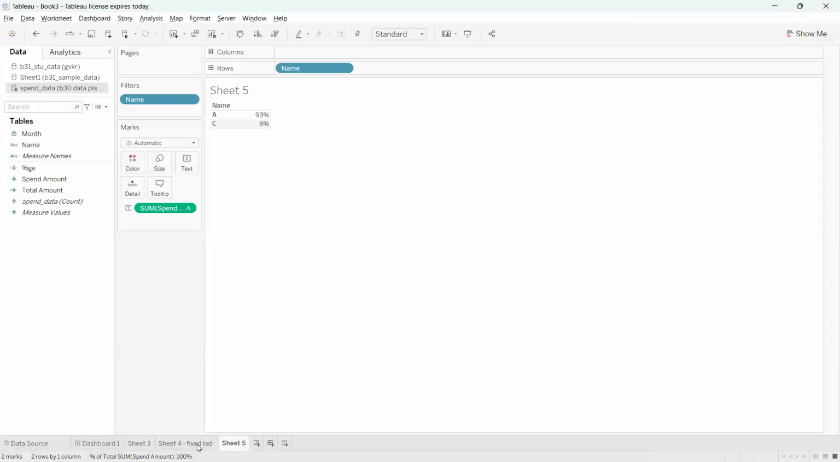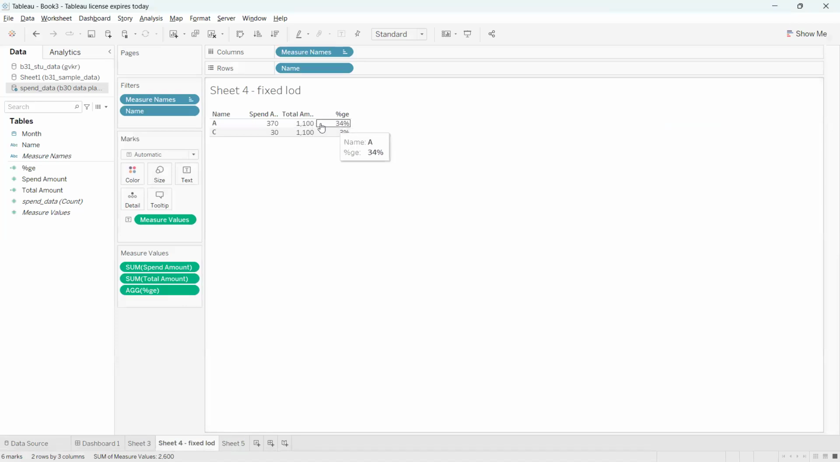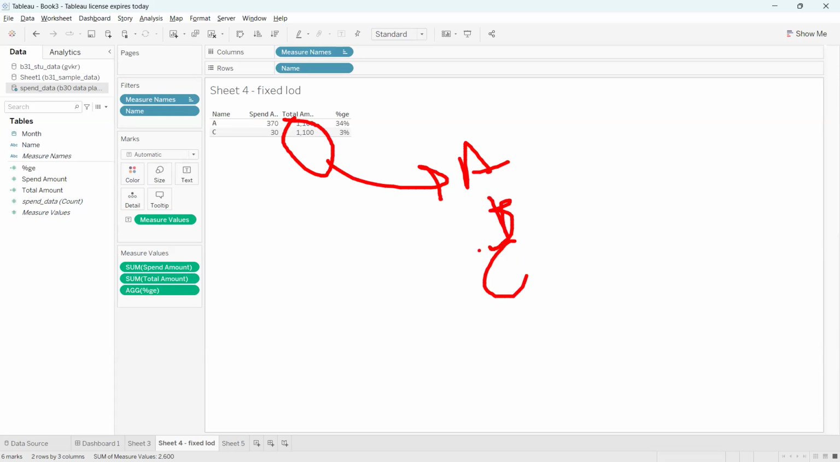Now you see in sheet 4, using fixed LOD, I have achieved the same percentage. Even though I filter the data, person B, I can still see the 34% and 3% for person A and C here. Why? Because in the denominator I am fixing my sales to total sales. This sales is because of person A, person B, and person C. Even though I filter the data and remove person B in the sheet, my fixed LOD is not depending upon this filter. Still it is giving the same 1100 only.